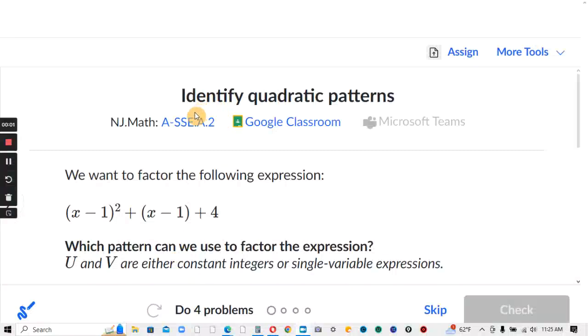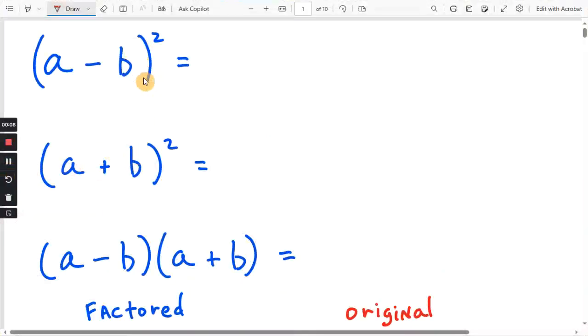This will be for the con exercise. Identify quadratic patterns. All right, so these are the 3 quadratic patterns they are referring to. All right, and the part that I wrote in blue will be the factored form. And let's unpack each one of these to get the original.